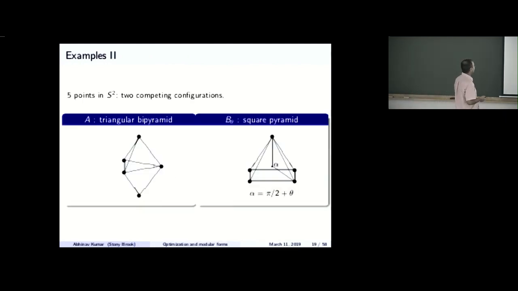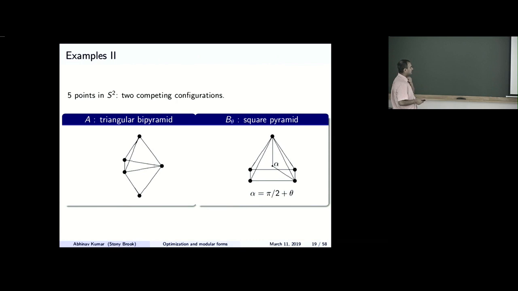Something interesting happens. You get two competing configurations. One is what's called the triangle bipyramid. You've got the north and south poles and an equilateral triangle on the equator. This is just one configuration. And the other is a family of configurations depending on the latitude. You put one point at the north pole and one square somewhere on the southern hemisphere at some latitude, theta, and so you get a family of configurations depending on the height.